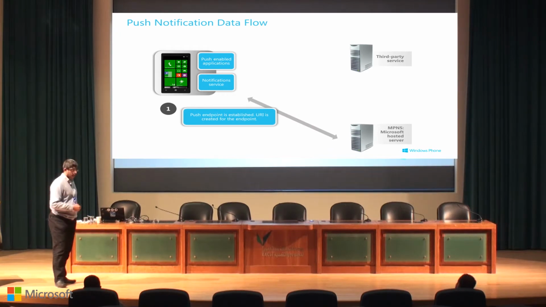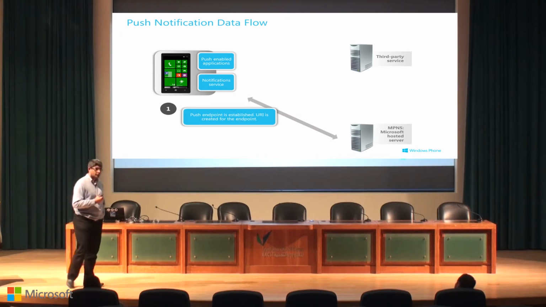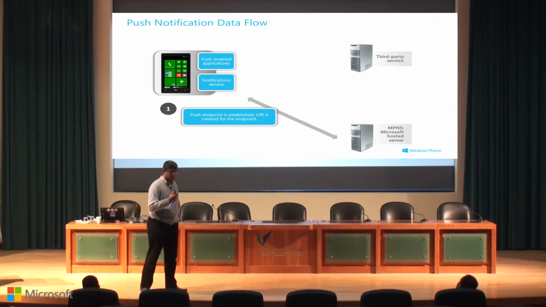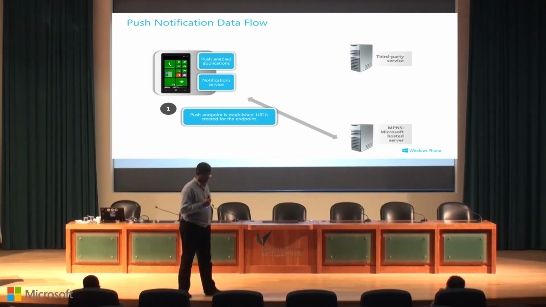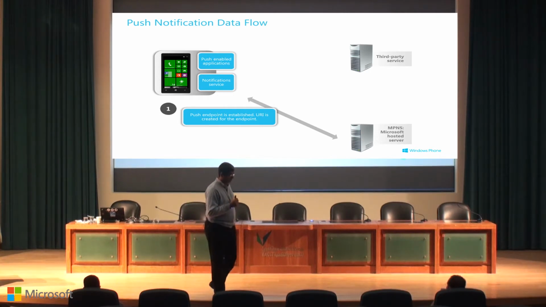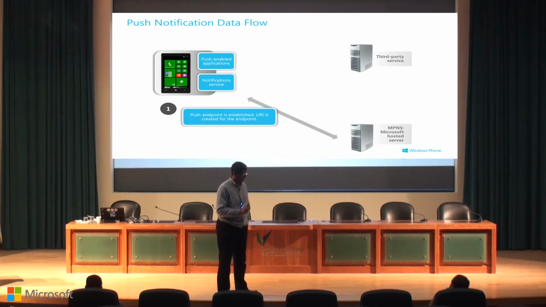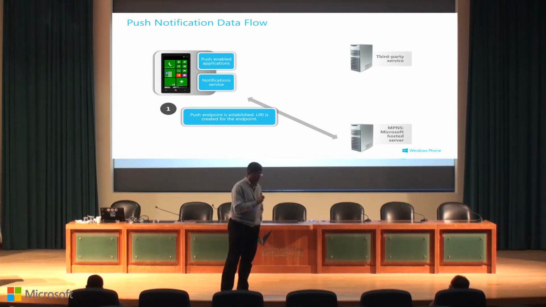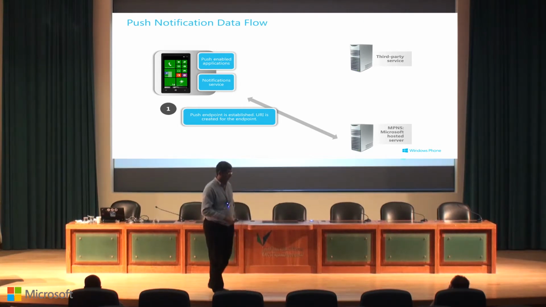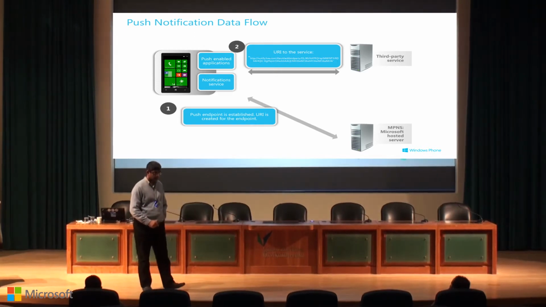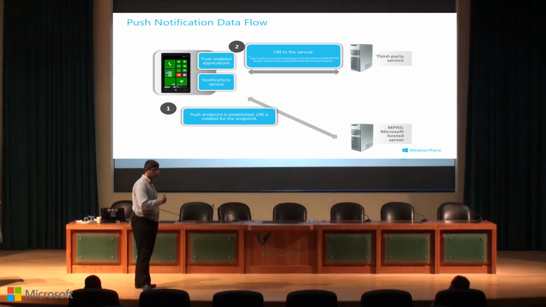So you create an endpoint, right? What is known as a channel URI. This identifies your application and your device to which this push notification is going to be sent, right? So it's a unique identifier for your application and device. So you take that and you store it somewhere. So where do you store that? You probably store it onto the cloud, right? Or it could be your server. You need to store it somewhere in the cloud, right?